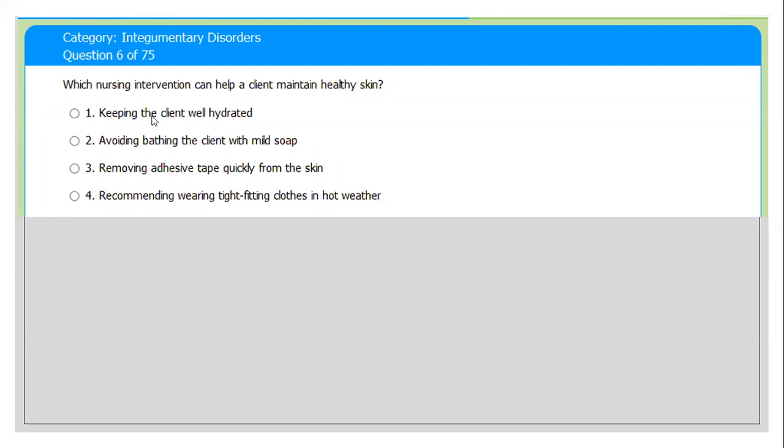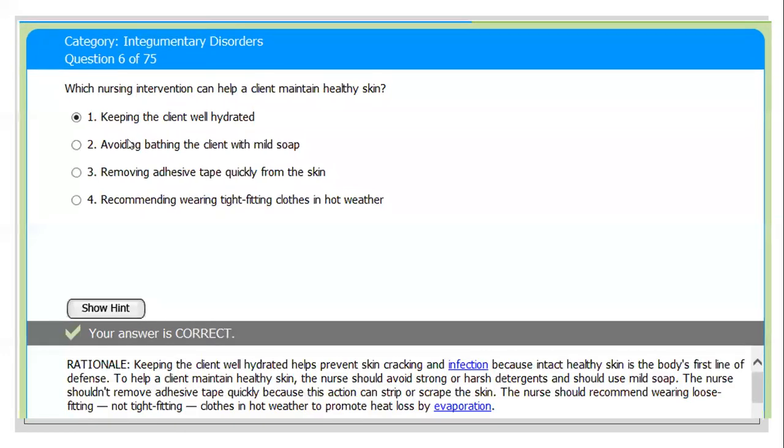Number 1, keeping the client well hydrated. Number 2, avoiding bathing the client with mild soap. Number 3, removing adhesive tape quickly from the skin. Number 4, recommending wearing the tight fitting cloth in hot weather. Which nursing intervention can help to maintain healthy skin?